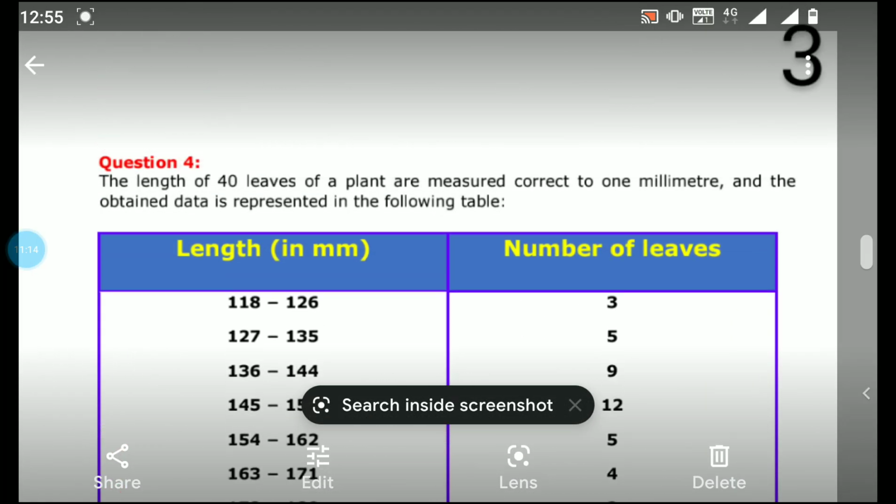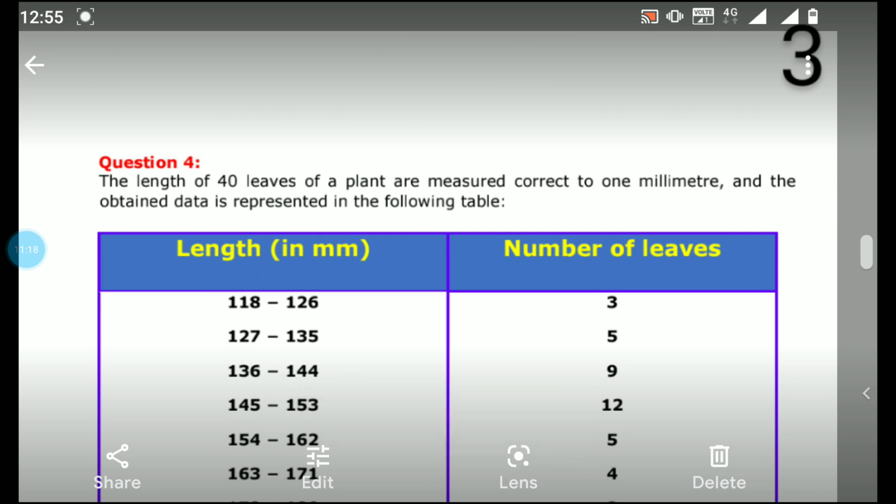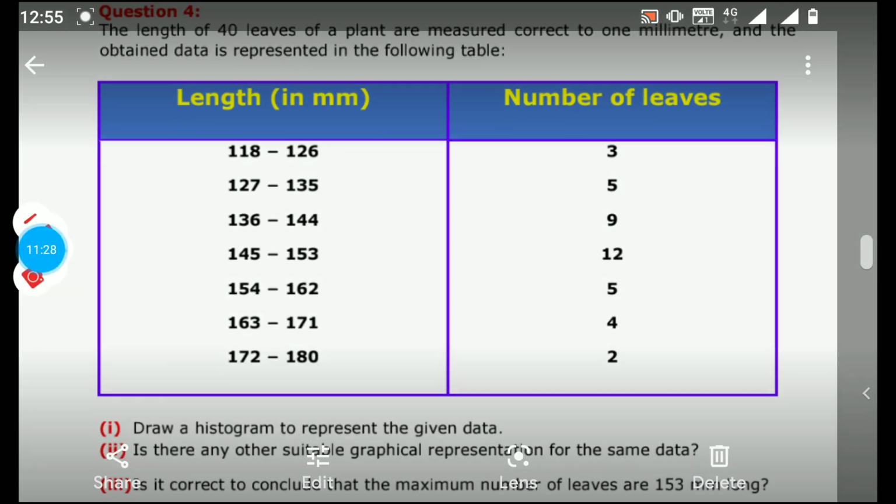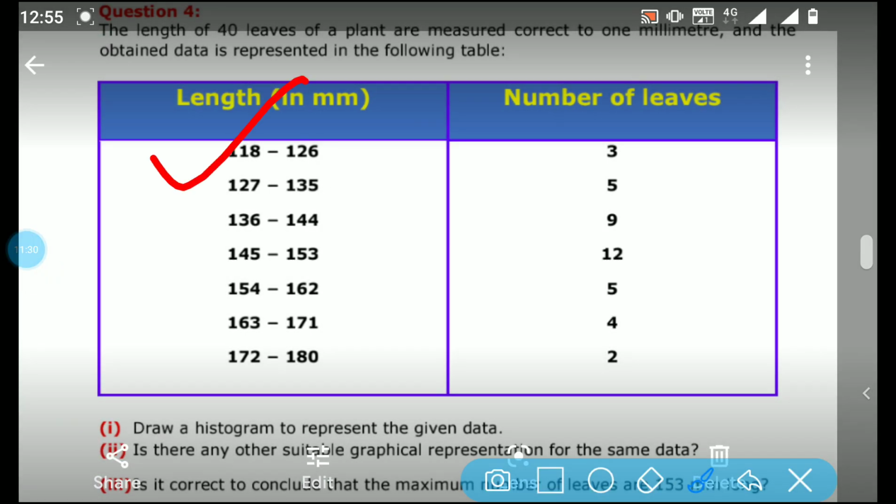Next, this is question number 4. After question number 1, some questions are there where you have to draw the bar graph. So here you can see question number 4: the length of 40 leaves of a plant. The class interval is given here. This is the class interval and the number of leaves.